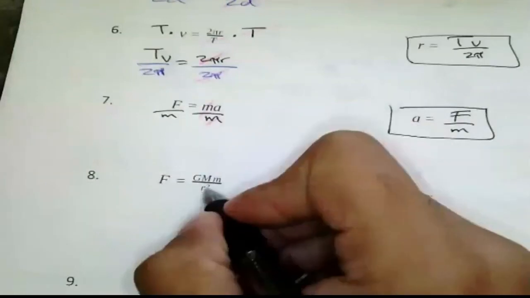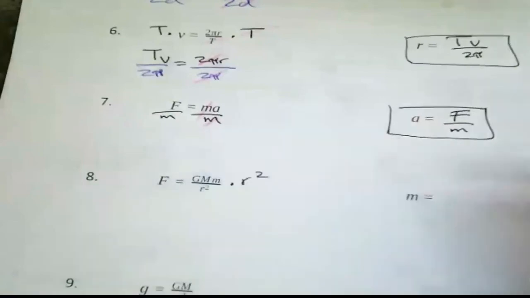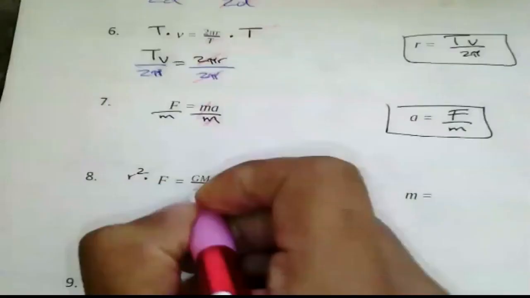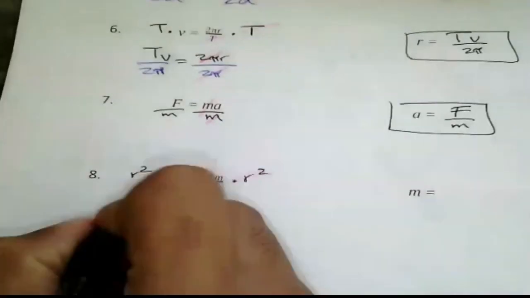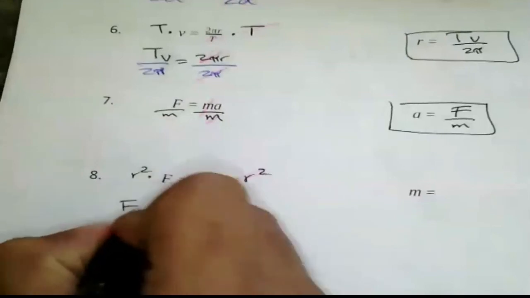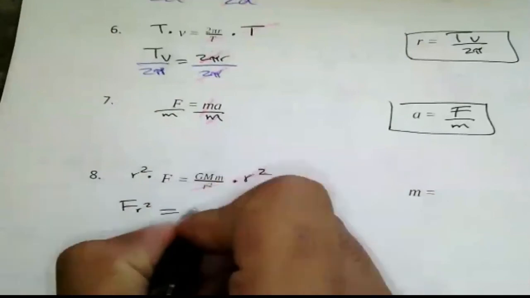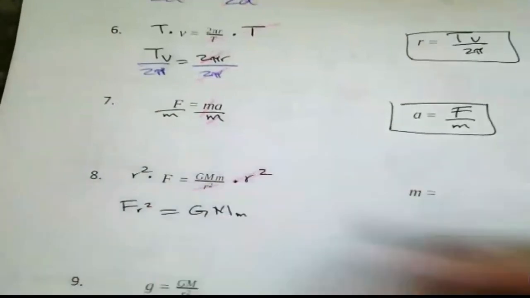Currently it is divided by r squared. We have to do the exact opposite, which is multiply by r squared on both sides. These cross out, and we rewrite our equation as F r squared, or you could have written r squared times F, doesn't matter, is equal to capital G capital M over lowercase r squared multiplied by lowercase m.